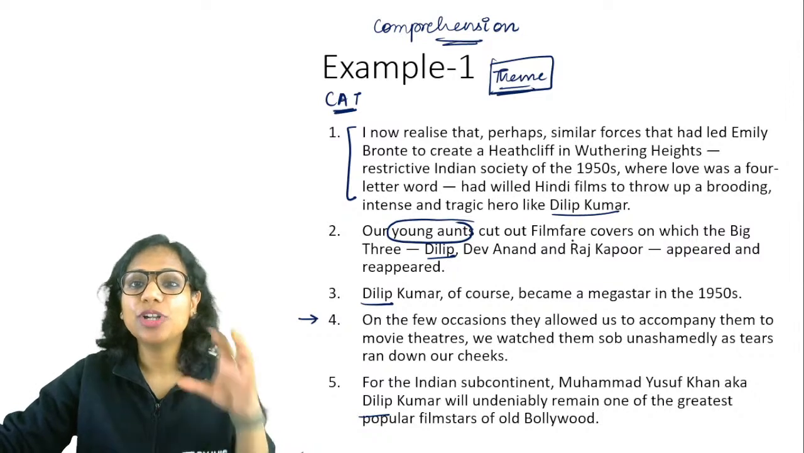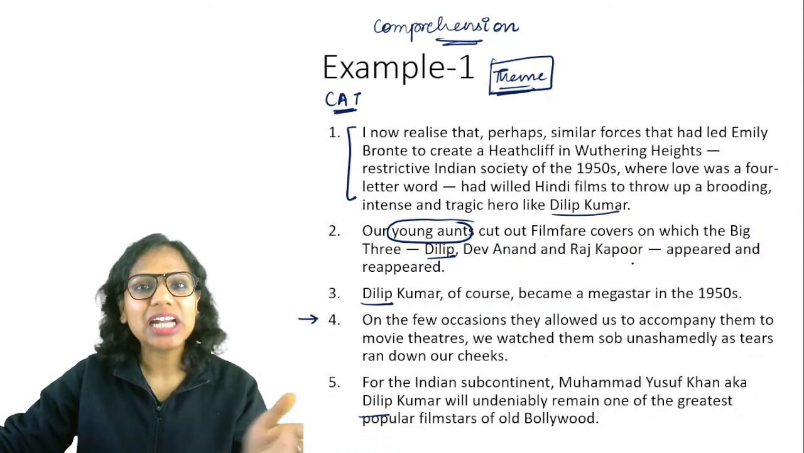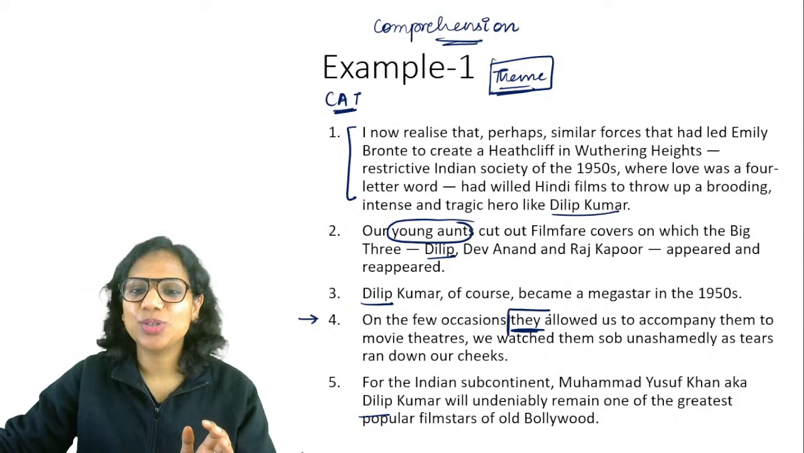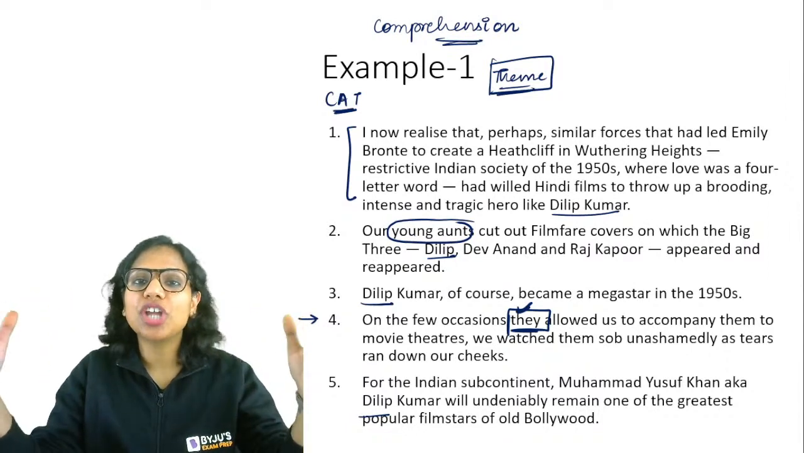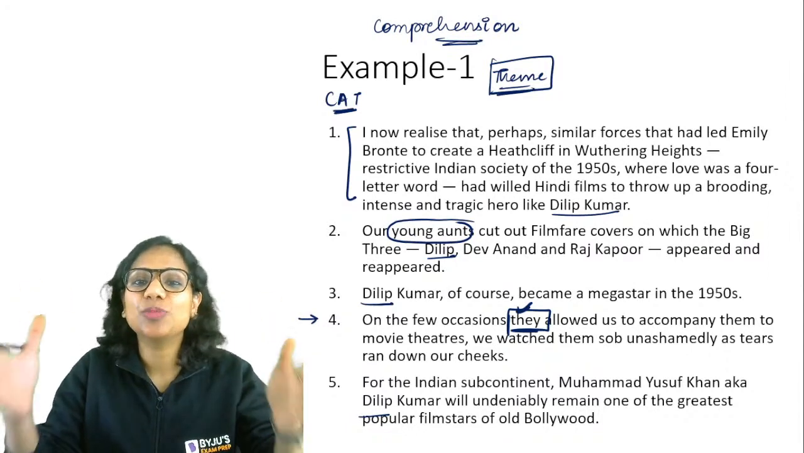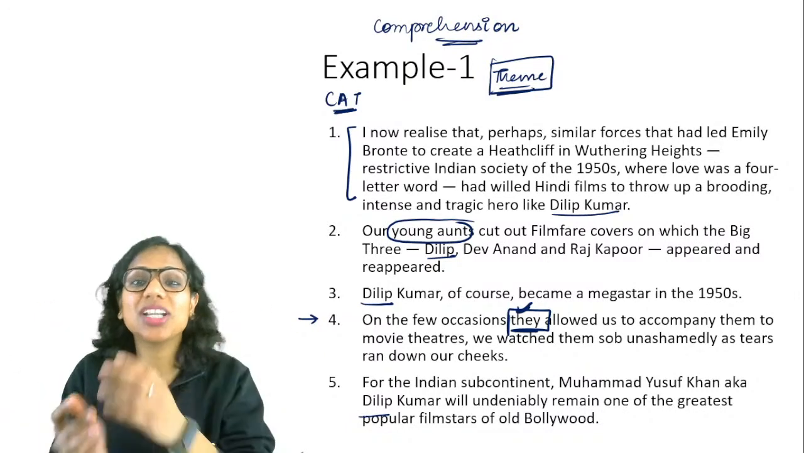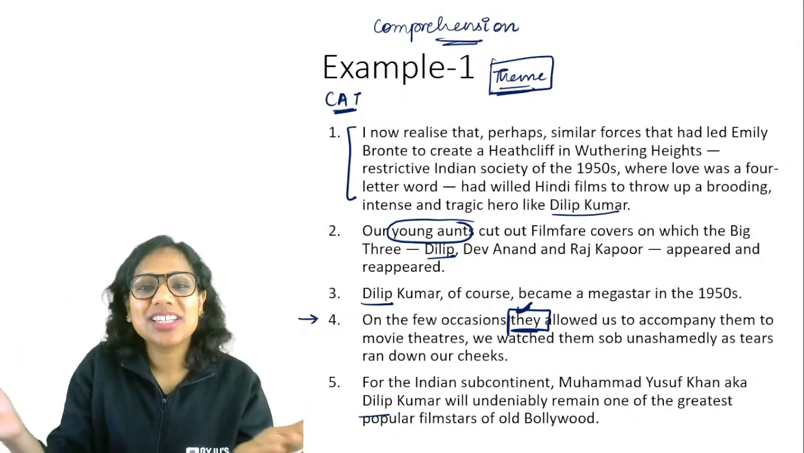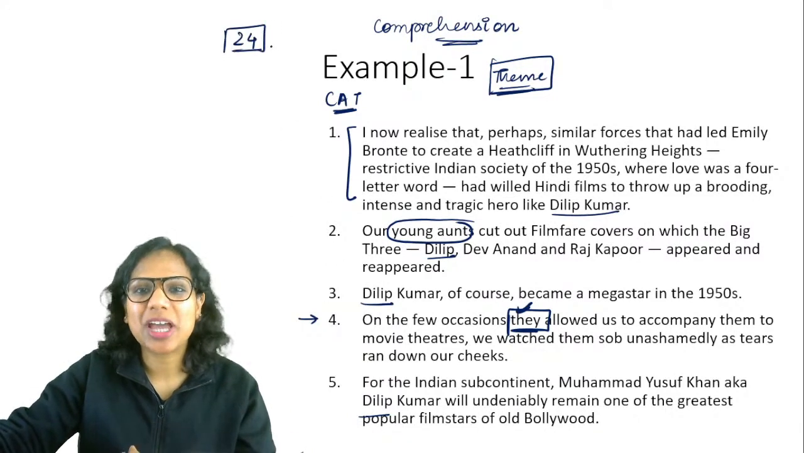Our young aunts cut out Filmfare covers on which the big three, Dilip, Devanand and Raj Kapoor, appeared and reappeared, on the few occasions they allowed us to accompany them to movie theaters. Who are this they? The young aunts. We are here through 2 and 4 trying to talk about the fan following that Dilip Kumar had. That the people, our young aunts, used to cut out their pictures. Then they used to sob so much as they watched his movie. So 2 and 4 talk about that fan following. They actually belong to this paragraph.